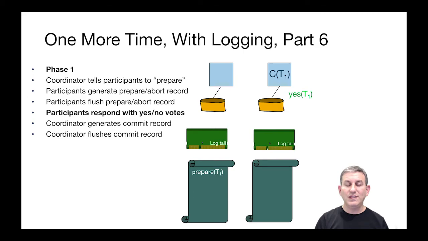Okay, so only after the log tail is flushed with that prepare message is the yes vote sent back to the coordinator. When the coordinator gets all the votes from all the participants, if they're all yes, it'll generate a commit. If any of them are no, it'll generate an abort. It'll put a commit record in the log tail. When that log tail is flushed, we are done with the end of phase one of two-phase commit.